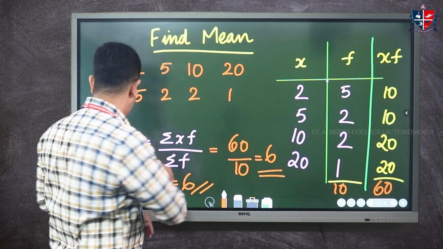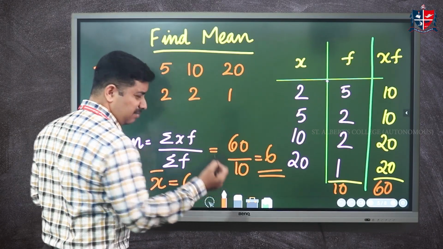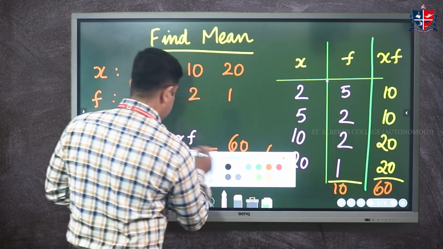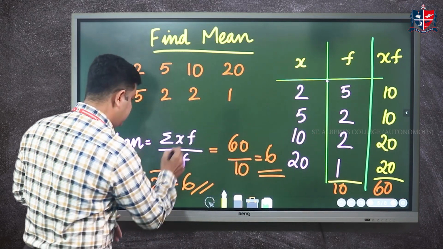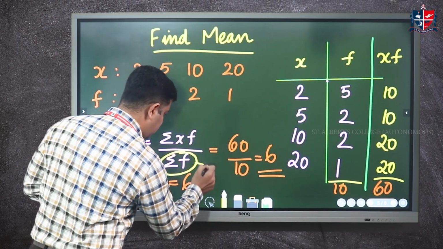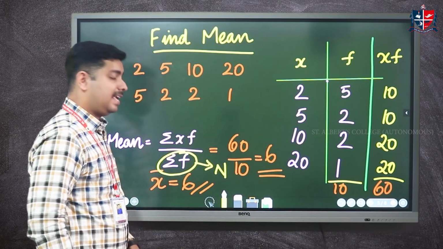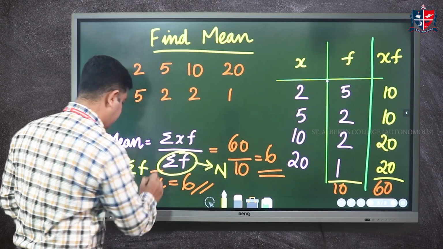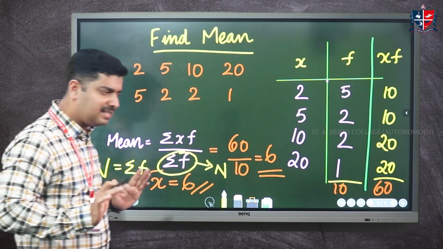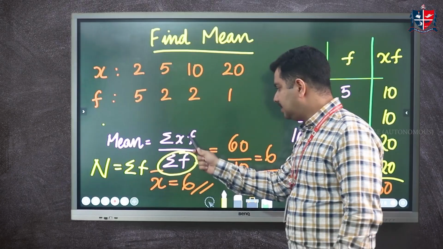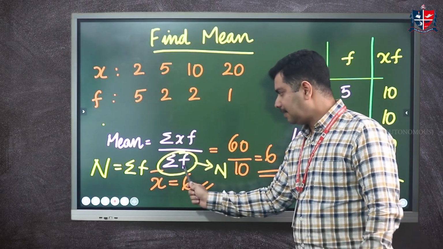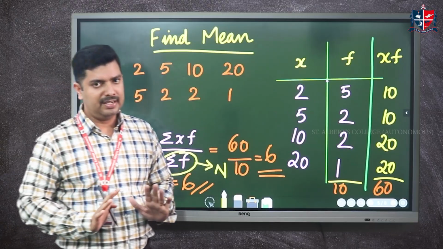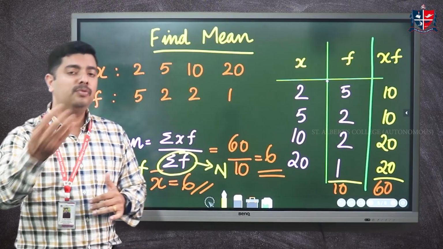Now, one more thing to note, in some textbooks, the formula will be slightly changed. They will give the formula like this, sigma xf by, instead of f, they will give capital N. Capital N is equal to sigma f. Just keep this in mind. In some texts, the formula will be sigma xf by capital N. Capital N means sigma f. I hope this topic is very clear to you. I need you to solve more and more problems.